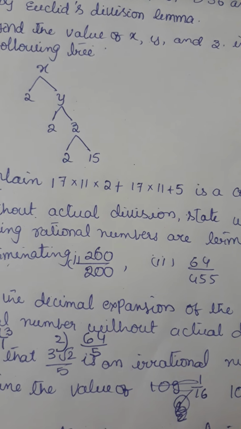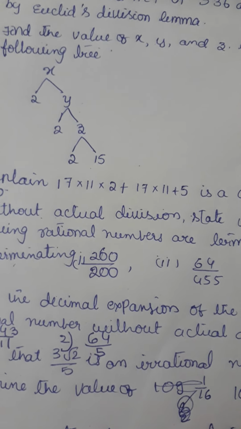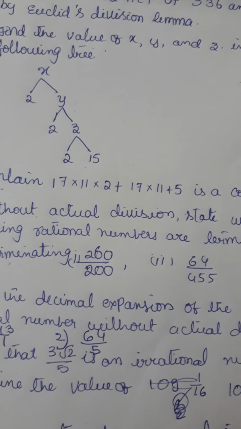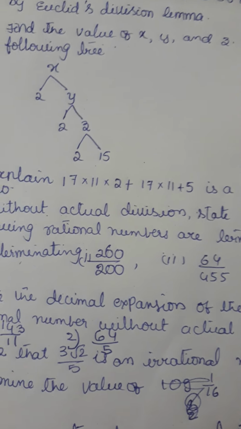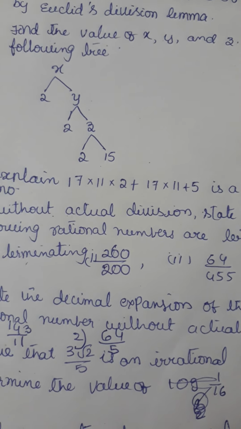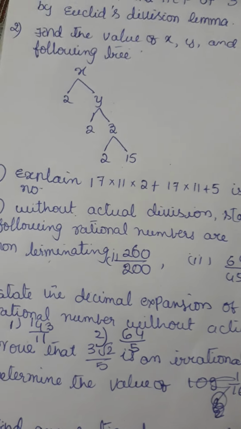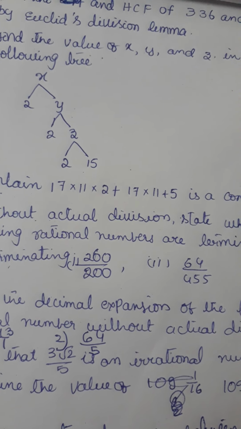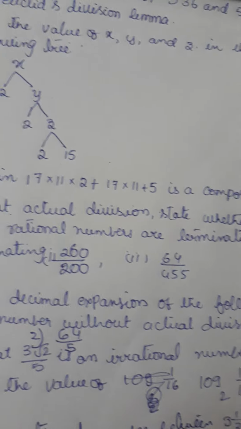Now transpose the 3 by 5 to the other side, leaving root 2 on your LHS as it is. Root 2 is equal to a by b into 5 by 3. So it becomes 5a by 3b. 5a by 3b is a rational number and root 2 is an irrational number. Already we know that. Therefore, we can say that our assumption is wrong. Contradiction arises. LHS is an irrational number and RHS is a rational number. Hence, we say that root 2 is an irrational number. The assumption is wrong.